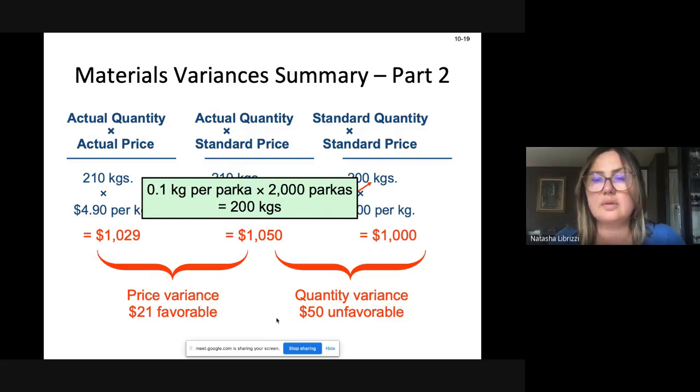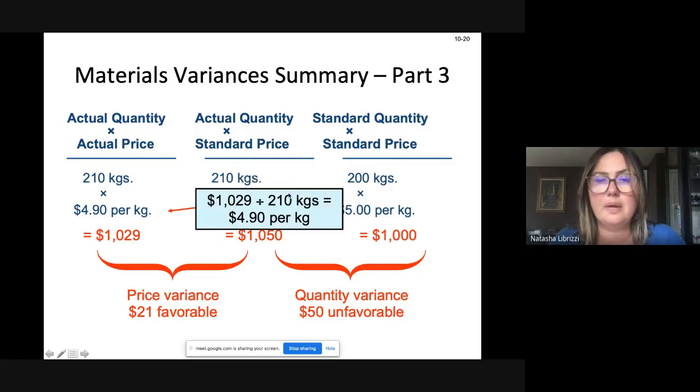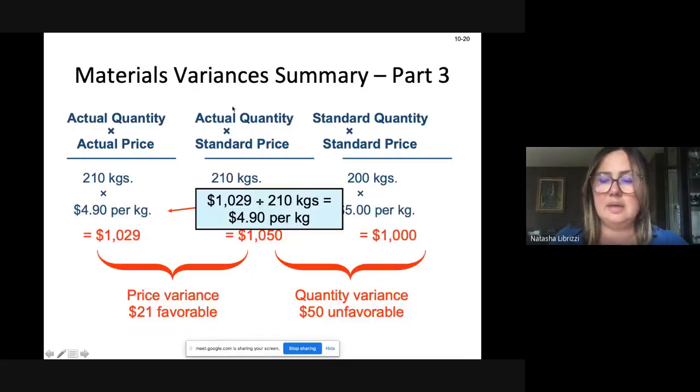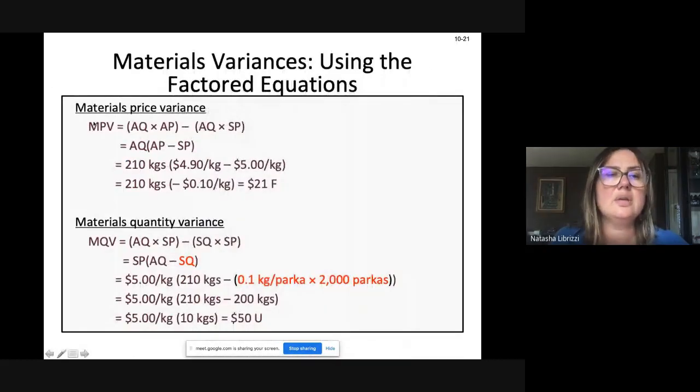So the reason we got 200 kilos, and I mentioned that before, is 0.1 times 2,000. And this is mentioned already as well, just more detail. All right, so what if I use a formula? The formula is really the same thing you have on the top here. It's just in a linear equation. So material price variance is actual quantity times actual price minus actual quantity times standard price. You plug everything in, and you get yourself 21 favorable.